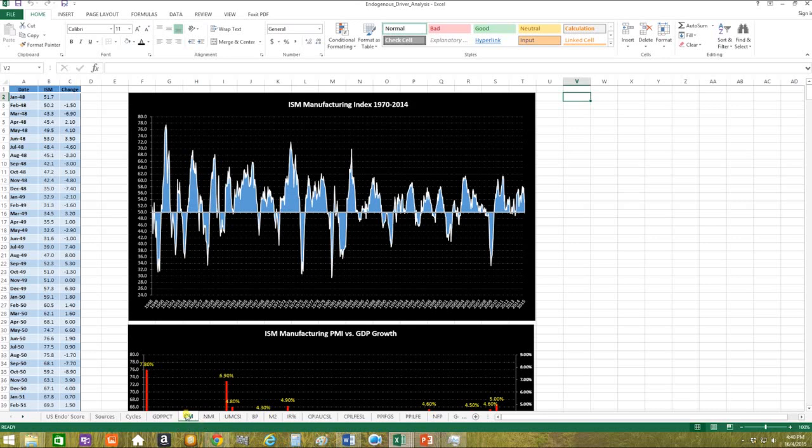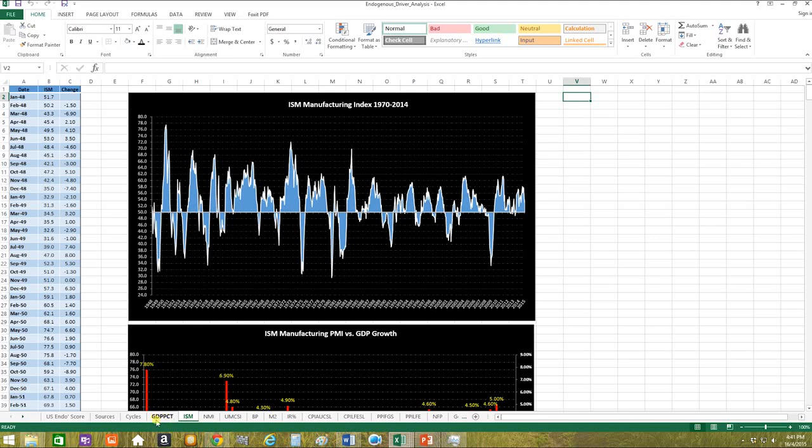And if we just run through the sheet from the left-hand side, the first tab we have here, the first spreadsheet, is the US endogenous score. We're going to be looking at that right at the end of the endogenous analysis. Here we have our sources. Our sources are basically where we're getting the information from. We also have cycles. So these are the recessionary periods in the United States since World War II.